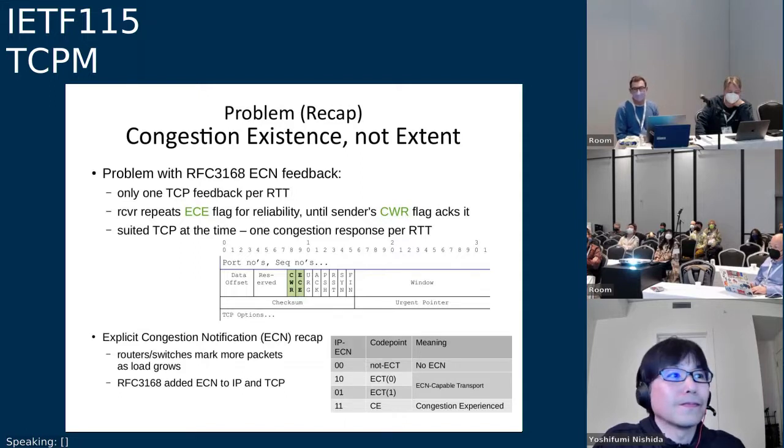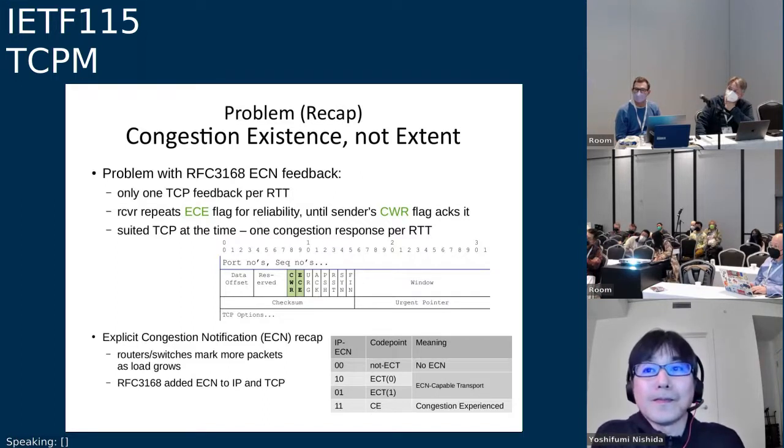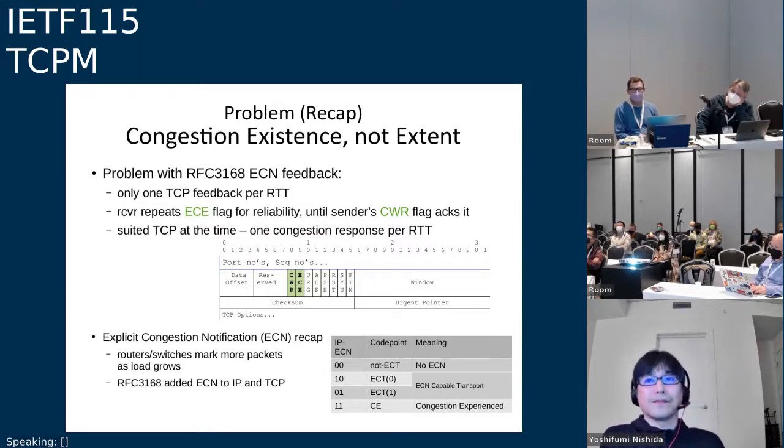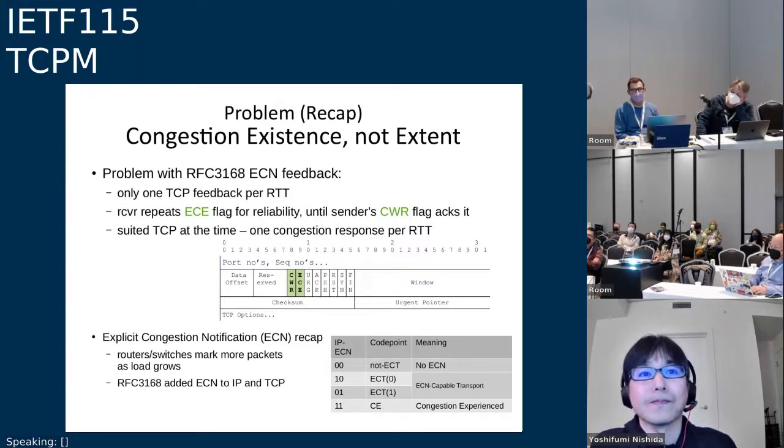The problem was that RFC 3168 ECN feedback, which was added to TCP back in 2001, latched up Echo Congestion Experienced when any number of CE marks hit the receiver, and started feeding that back for reliability. It only stopped when the sender sent Congestion Window Reduced back to the receiver again. That meant that if you got 1 or 10 or 300 CE marks, you got the same signal going backwards. That was the meaning of congestion existence, so we need to move on to extent. I've put a table there of ECN stuff if you don't know it, but I hope anyone in this room will know about ECN. Okay, next.